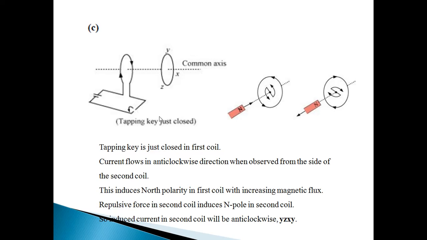And it is an increasing magnetic flux. So this induces north polarity in the first coil. So repulsive force in the second coil induces north pole in the second coil. And therefore the induced current in the second coil will be anti-clockwise. The direction will be Y, Z, X, Y.